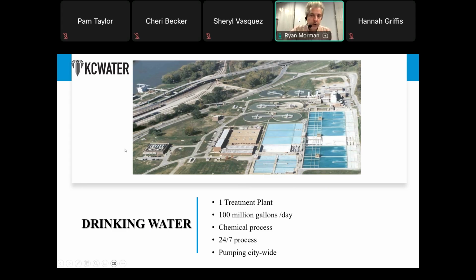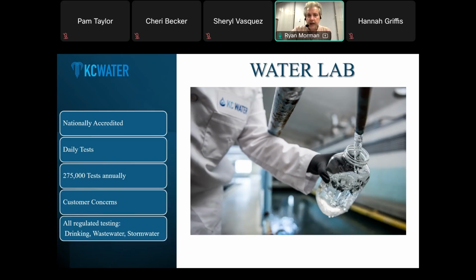But we only have one drinking water plant, which services about 1 million people. And our drinking water plant is also equipped with a nationally accredited water laboratory. And so our chemists at our drinking water plant in the lab, they're doing tests every day on drinking water, river water, stormwater, wastewater. And they are taking tests at every sample, every stage of the drinking water process, making sure that we are meeting the standards of both the EPA as well as the Missouri Department of Natural Resources.